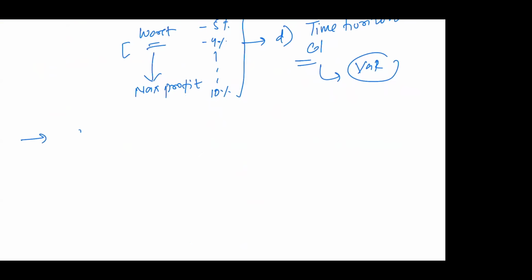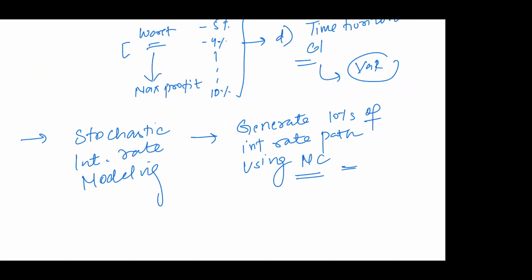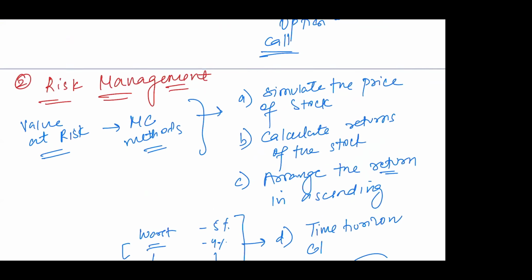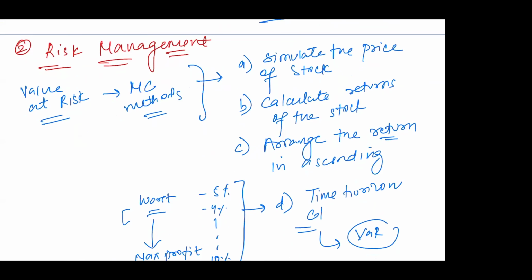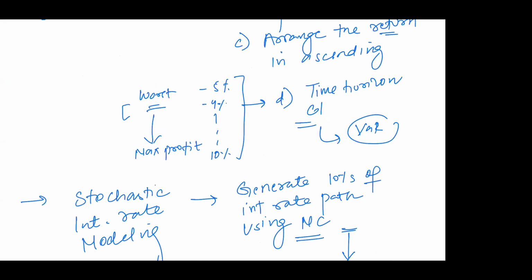One more application is, if you have seen stochastic interest rate modeling, we generate a lot of interest rate paths using the method of Monte Carlo. And this can be further used to either price any instrument, or for sensitivity analysis, scenario analysis, a lot of different applications. But this is just to give you an example. Monte Carlo is not just used in option pricing. Here we are talking about option pricing, but it's also used in risk management.